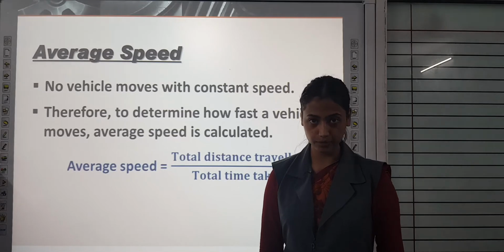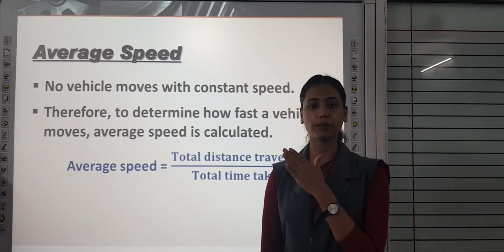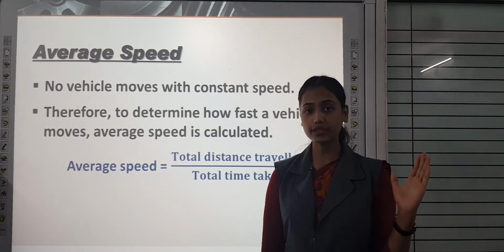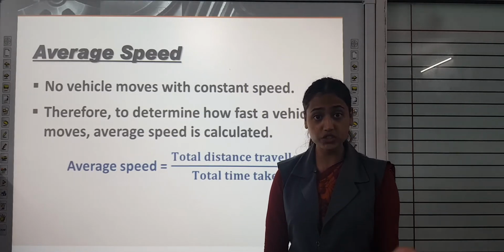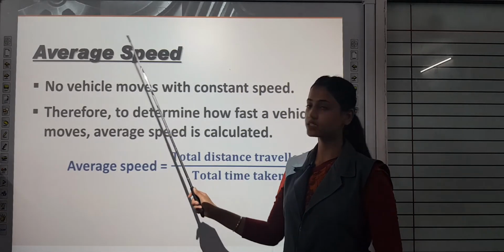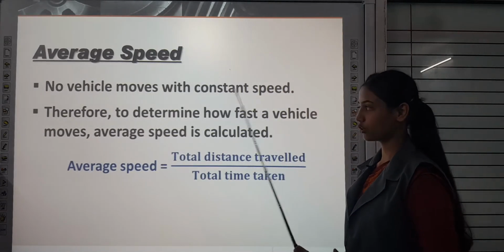Obviously you will apply brakes, you will slow down, and then again when they cross your path, you will speed up and start moving. So in the whole scenario your speed was not constant, it was changing. So in that case we need to find average speed. No vehicle moves with constant speed, obviously.